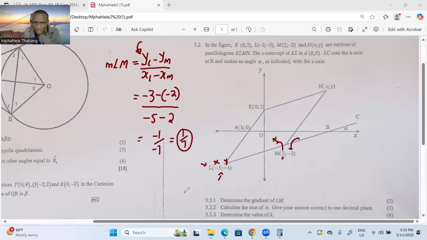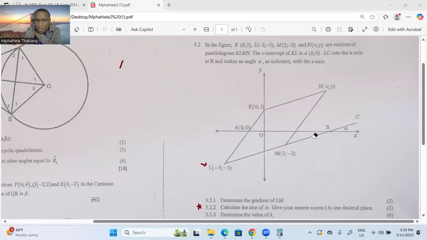Now on 3.3.2, they are saying calculate the size of alpha. Give your answer correct to 1 decimal place. So we have to find the size of angle alpha. This kind of problem we see more often, guys. Even in grade 12, we see this kind of problem. What we have to spot about the angle alpha is that it is the angle between this straight line and the x-axis. Here is my x-axis.